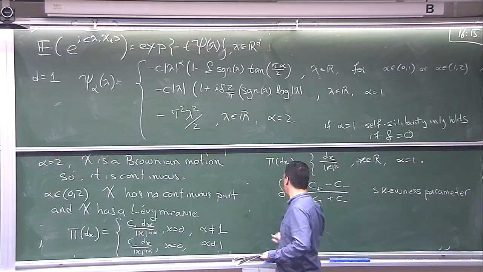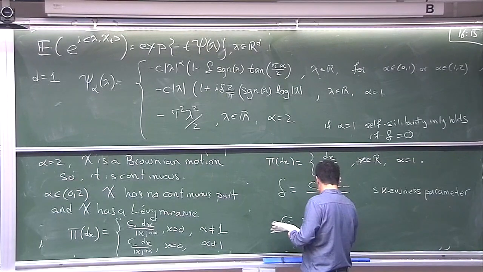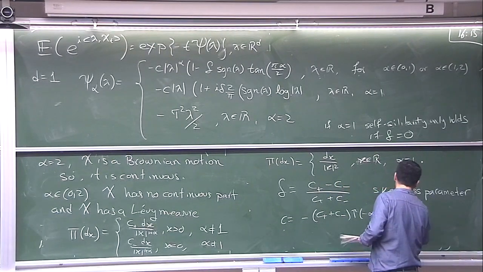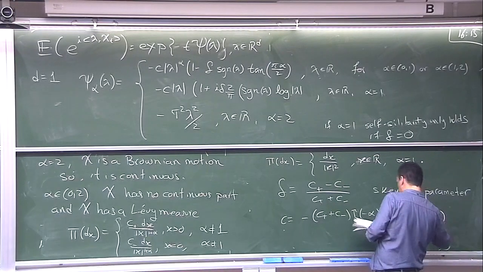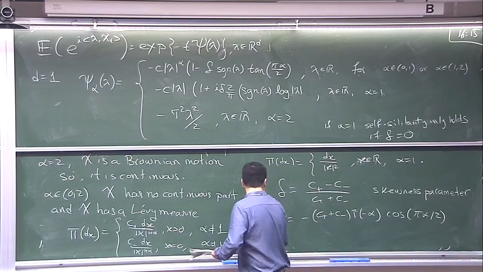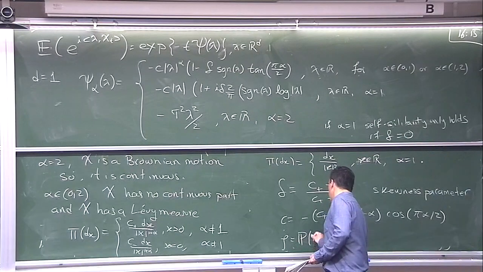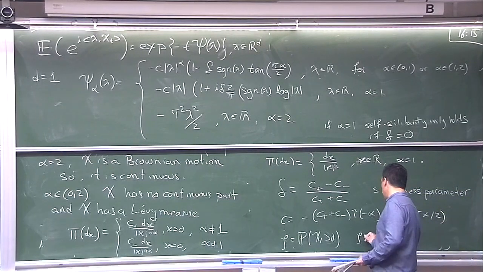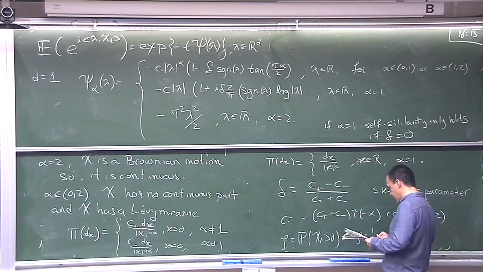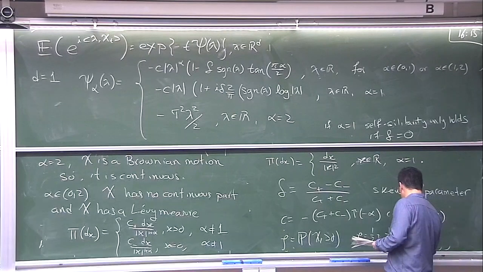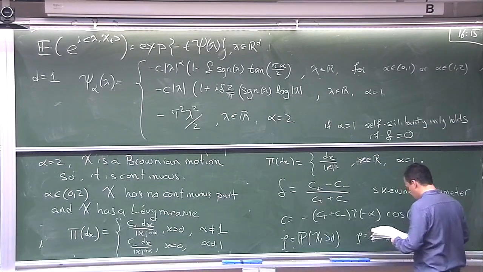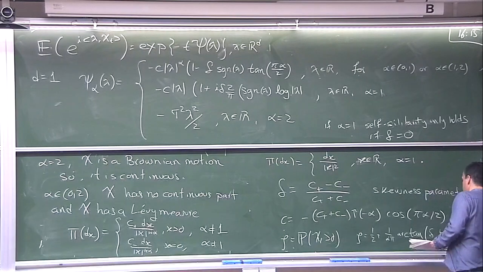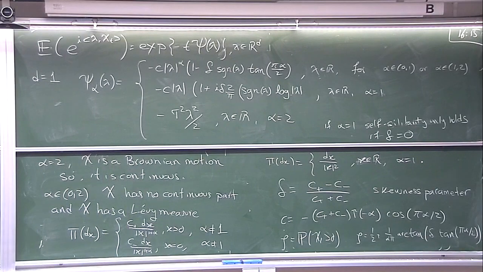And the constant C that is there is given by minus C plus plus C minus, gamma of minus alpha, and cosine of pi alpha over 2. And there is rho, which is the probability that x1 is strictly positive. Notice that that doesn't depend on t. And rho can be written in terms of delta and alpha as 1 half plus 1 over alpha pi arc tangent, so inverse tangent, of delta tangent of pi alpha divided by 2. You can check all these details in Professor Sato's book.